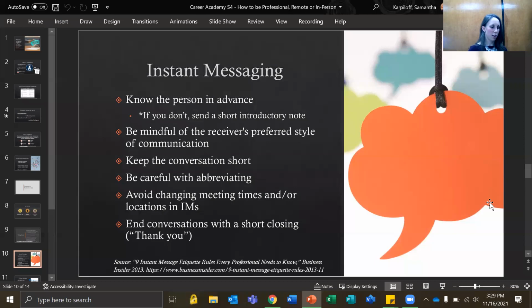And lastly, you want to end any conversations with a short closing message. Most of the time that is thank you, but that's something that you should do via email as well. So don't forget to always thank people for the work they're doing for you, or maybe if they're doing a favor for you, you want to make sure to make that noted.